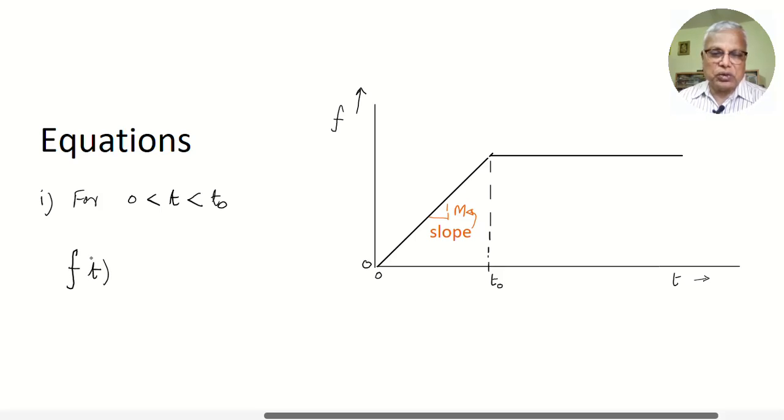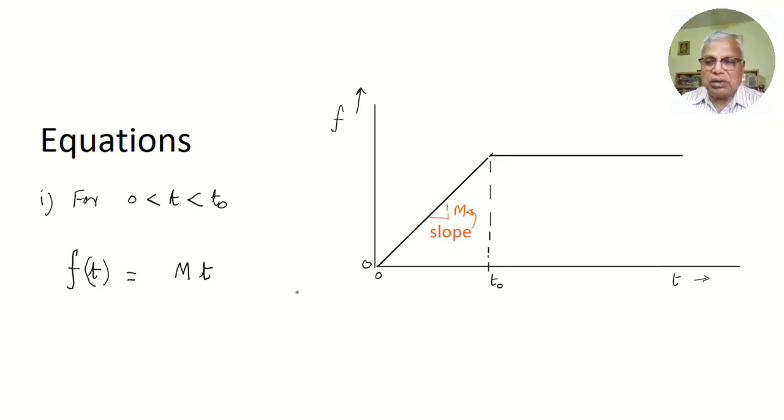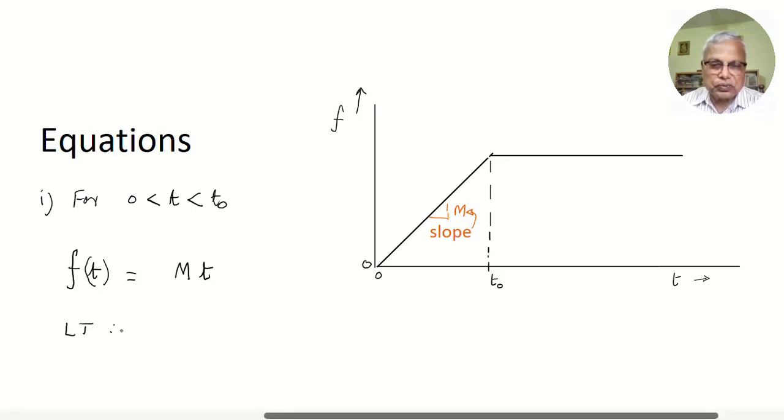So f of t equal to m into t, for t between 0 and t naught. It's a simple linear equation, m into t, and the Laplace transform of this is m by s square. M by s square.